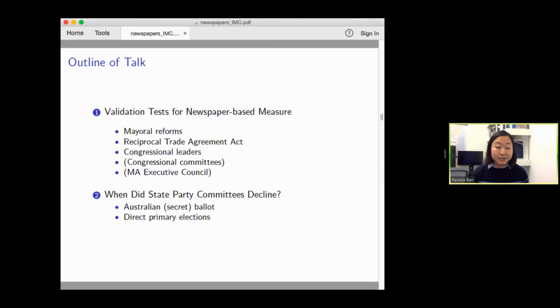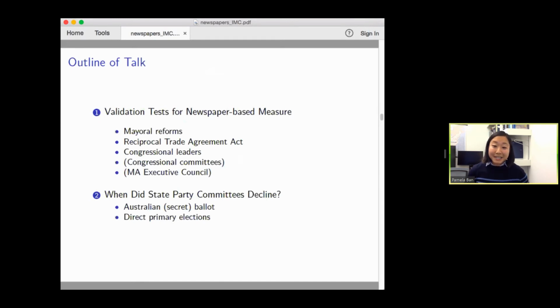But the final 2, the congressional committees and Massachusetts Executive Council examples, can be found in the first paper. And then after that, what was really useful is using this newspaper-based measure when there is no other measure of political power. That's why we created this approach in the first place.